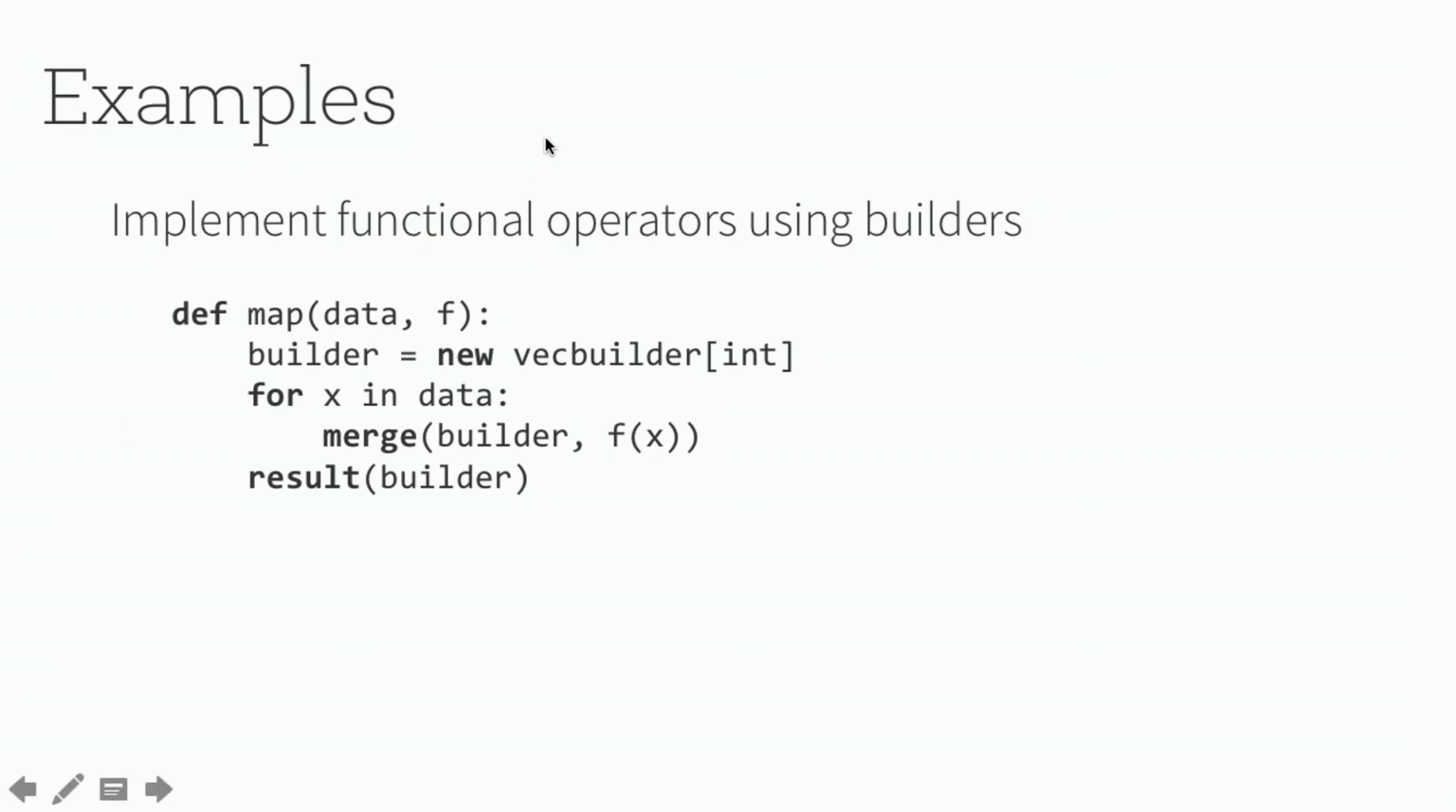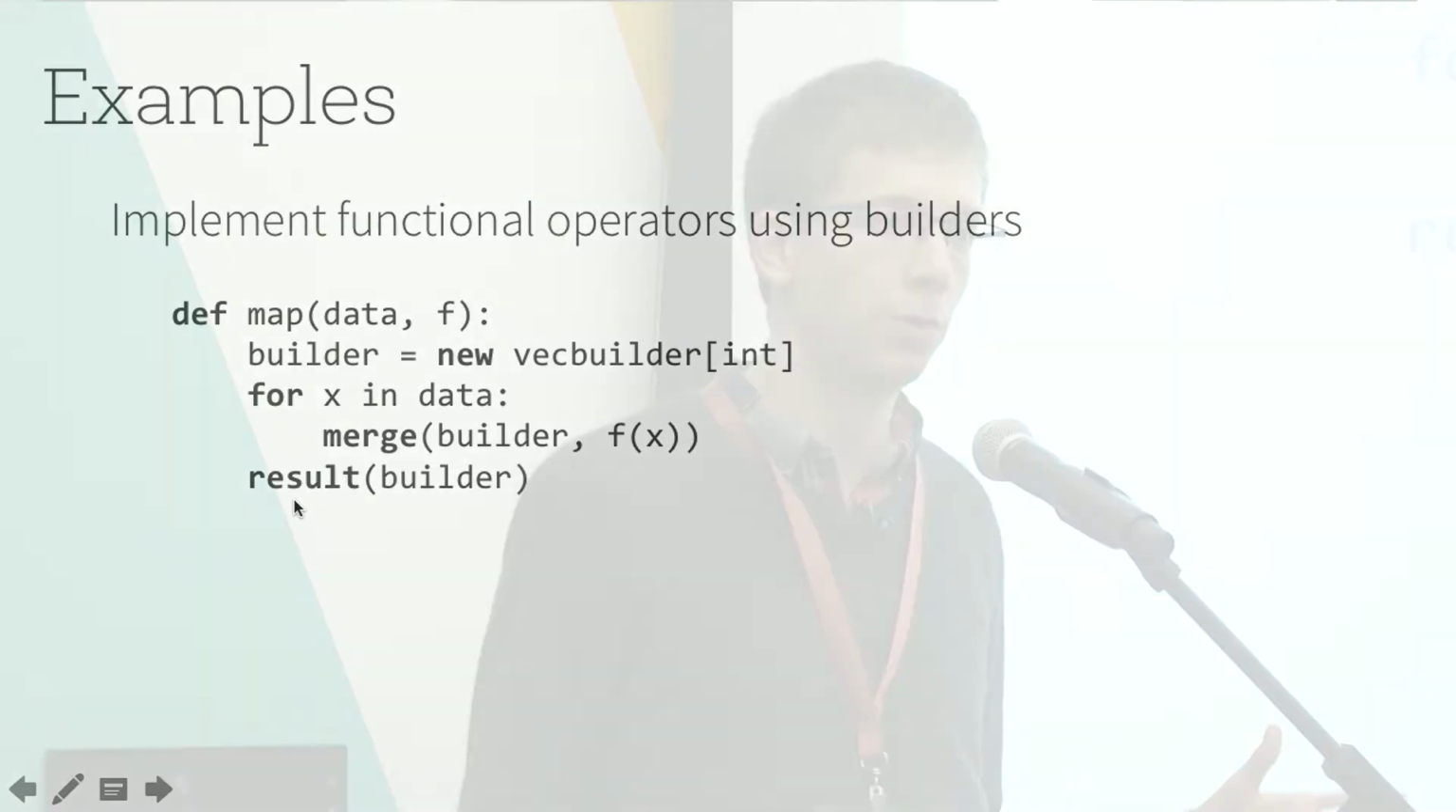So let's say we want to implement map. We've got a bunch of data and a function f. We can create this thing called a vec builder, which is going to append stuff to a list. And then for each item in the data, we can merge f of that item into the final list. This loop happens in parallel, and actually the builders are all associative, so it preserves the order of these things. And then the last operation you can have on builders is called result, which finalizes it and gives you back a value. So that's what it looks like.